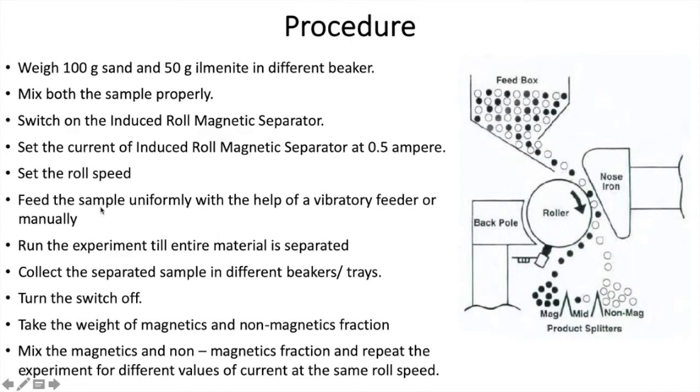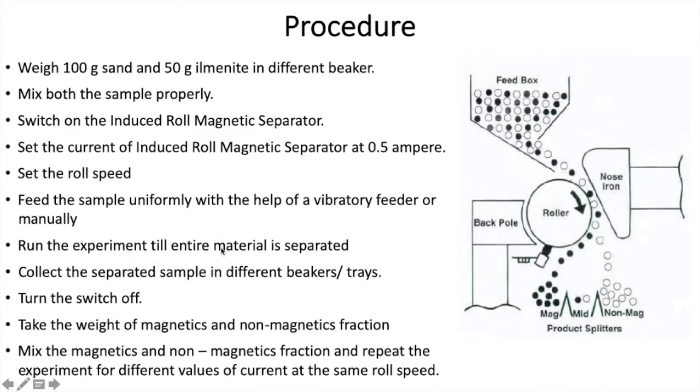Then we'll feed the sample uniformly with the help of a vibratory feeder or manually. Then run the experiment till the entire material is separated. Then collect the separated samples in different beakers or trays. Turn the switch off. Take the weights of the magnetic and non-magnetic fractions. Then mix the magnetic and non-magnetic fractions and repeat the experiment. So that is how you perform this experiment.